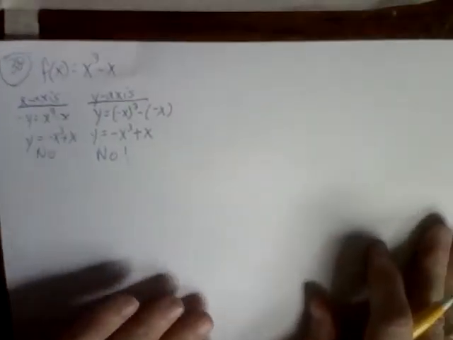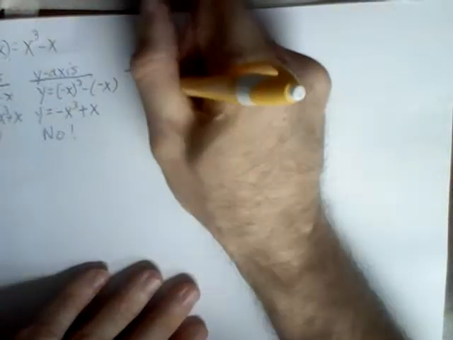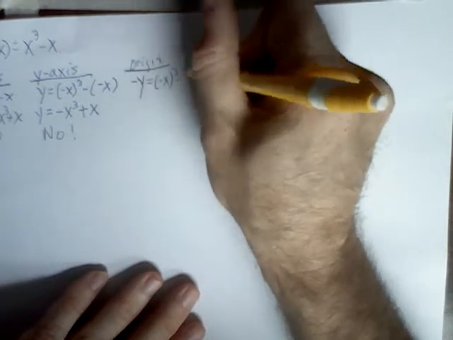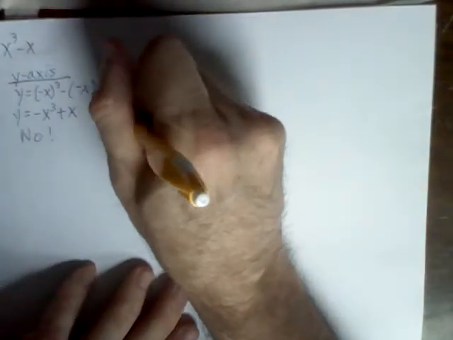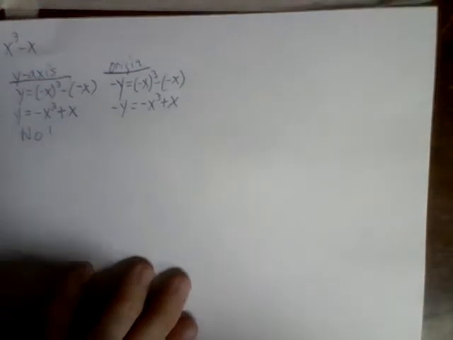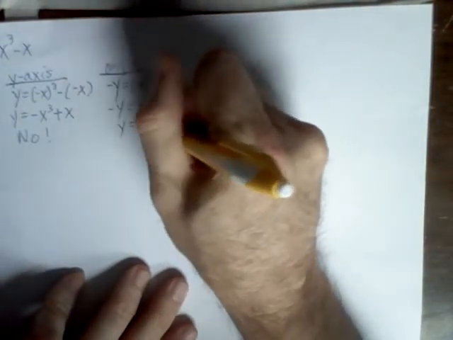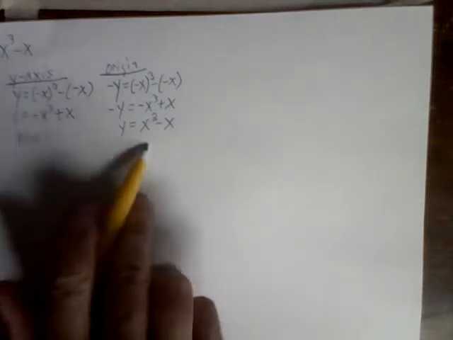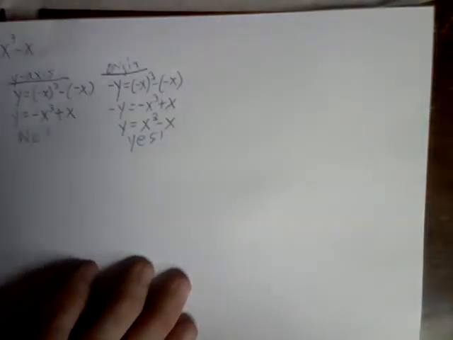Then finally, we want to look at origin symmetry. And in those cases, we replace both y and x with negative y, negative x. Okay. So I'm going to simplify here. And then I'm going to multiply both sides by negative 1. And, oh, look, well, yeah, that is exactly the same as what we started with. So therefore, yes, this guy does have the origin symmetry. Okay.